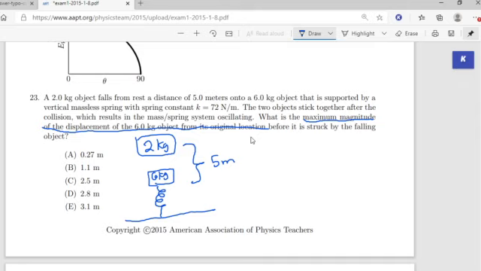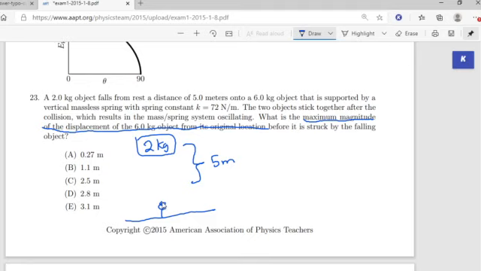I guess there's several approaches to look at this. I think we could use momentum. Let's see if we can use momentum for this problem. It falls a distance of 5 meters, but then the mass attached to the spring is also released, so I'll say it's here now, and it goes this far.